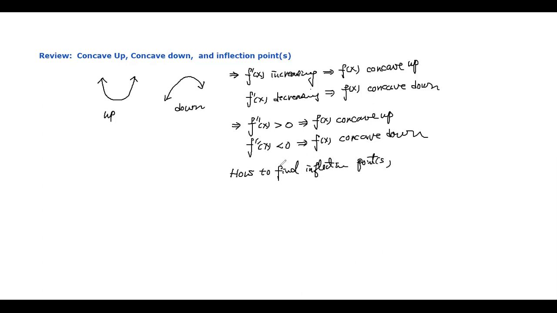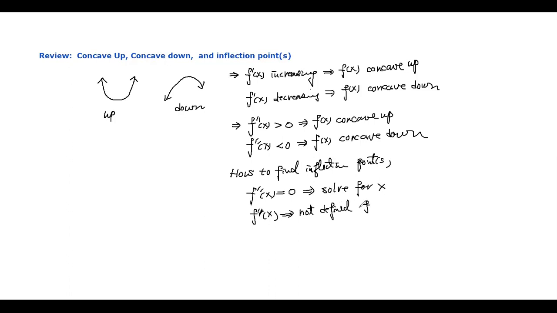Okay, so what you need to do here is set f prime x equal to 0, right? After you set f prime x equal to 0, you solve for x. And then you also need to see if f prime x or f double prime x have a denominator where it's not defined.